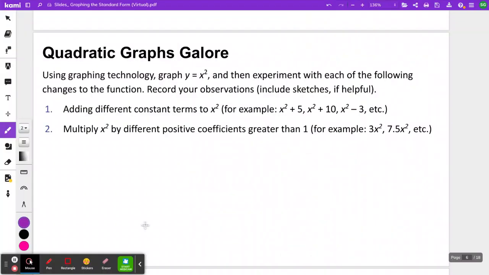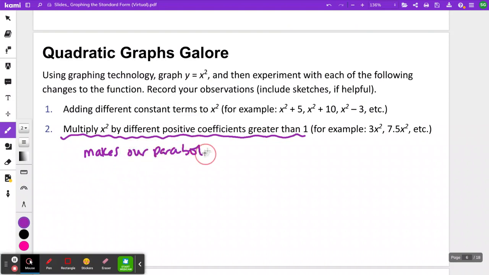And so that is what I would put in my notes for the second observation. I would write these words again. Multiplying x squared by different positive coefficients greater than 1 is going to make our parabola more narrow.